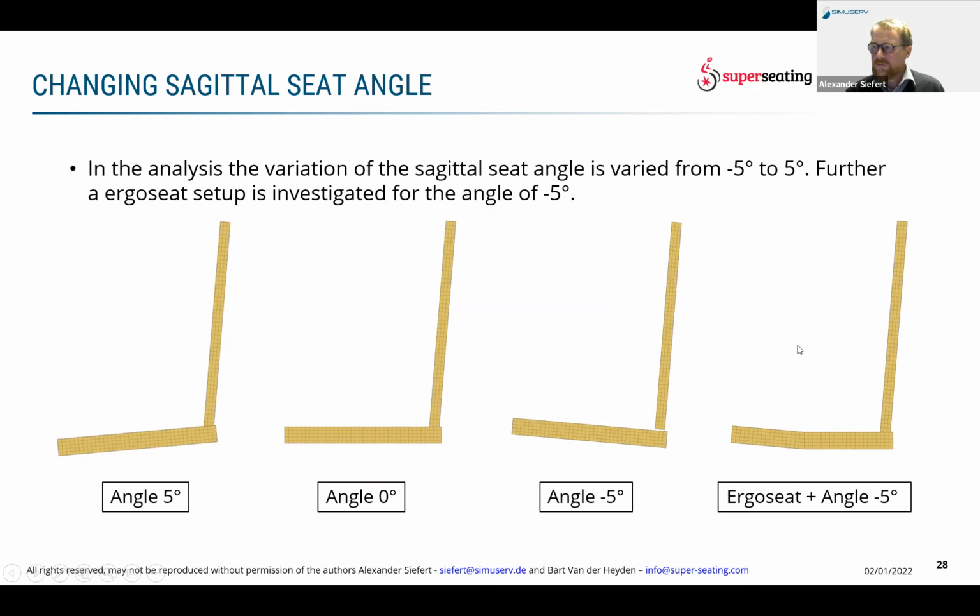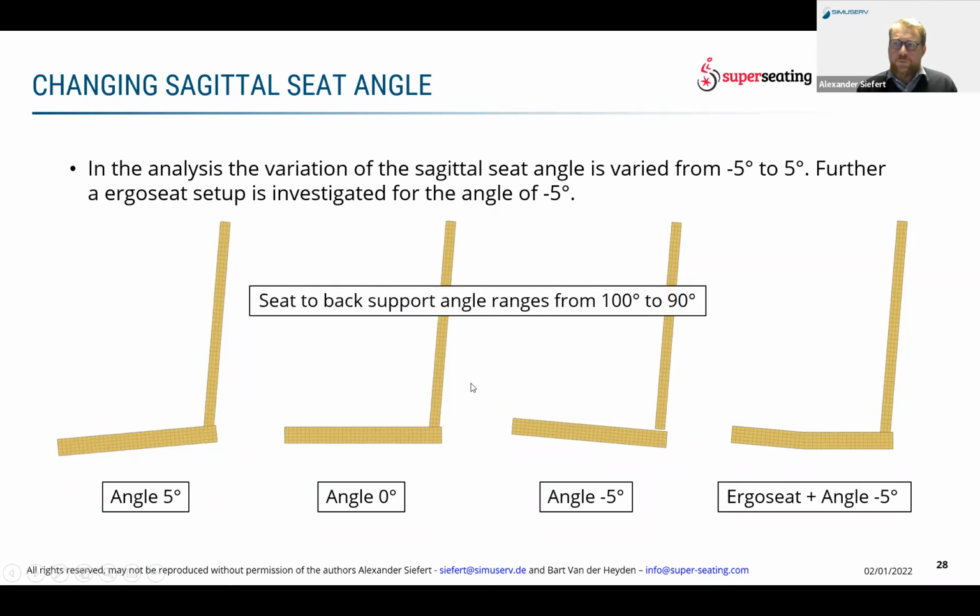Finally, we made this small variation, as Bart mentioned, the ergo seat, which means we have a horizontal part below the ITs and the frontal part is somehow reclined. The seat to back support angle ranges from 100 degrees on the left to 90 degrees, especially for these two parts, especially the third setup.